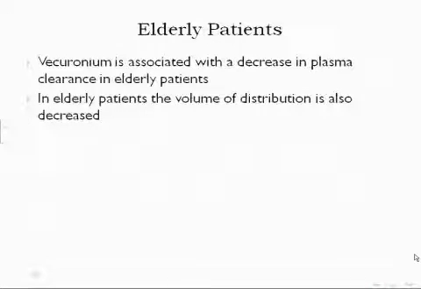In elderly patients, vecuronium is associated with a decrease in plasma clearance, and as a consequence, they also have a lesser volume of distribution, so you have a potentiation of effect when you're giving Vec to older people. That's why we tend not to give Vec too much to older people.